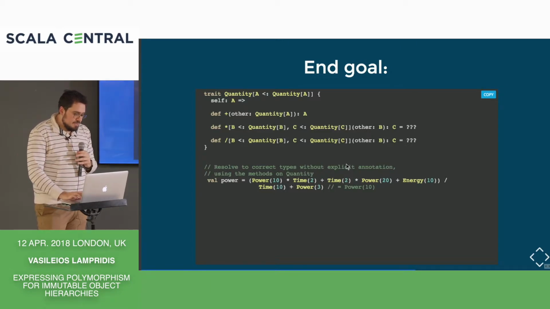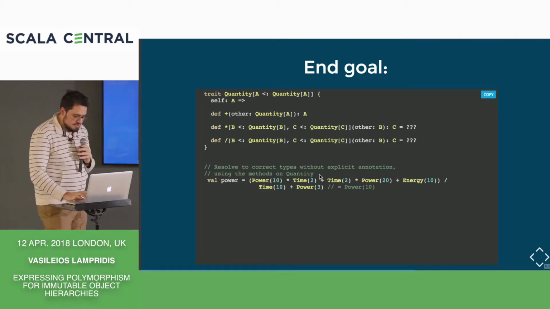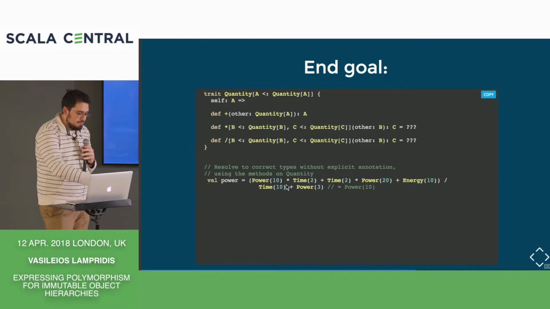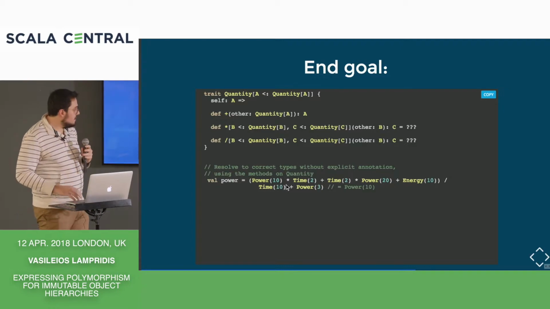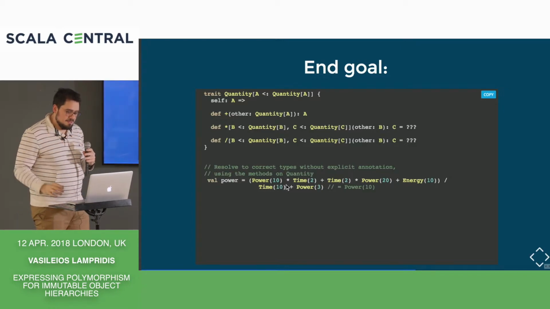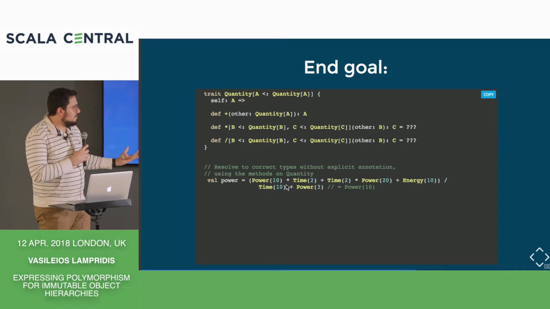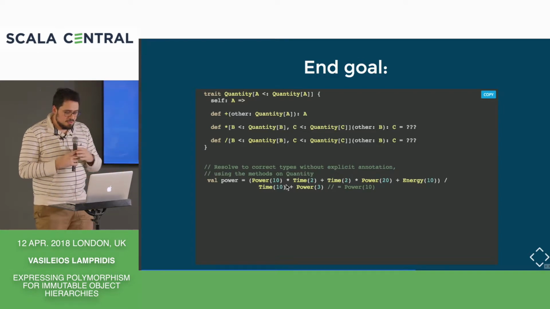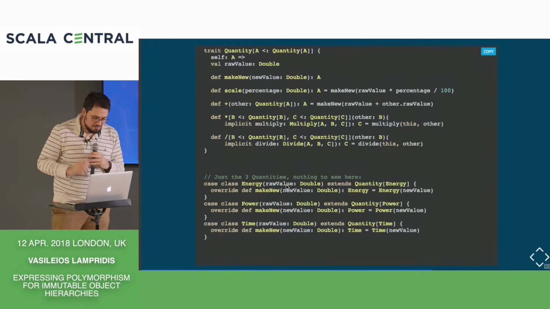And what would be the end goal? You can see the nice thing that you can multiply one with the other and the reverse of it and add something in that, and all that nice chain of operations naturally resolves itself to the correct types without having any explicit type annotation. And I'm going to show you how.